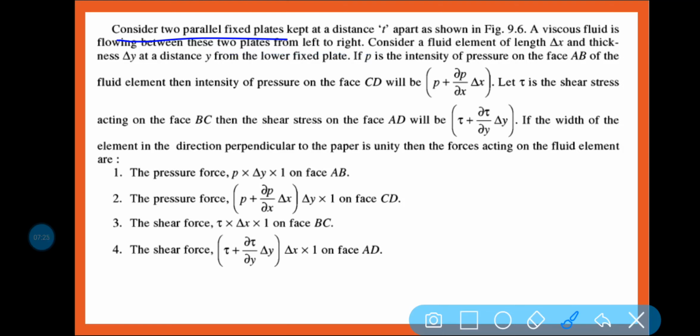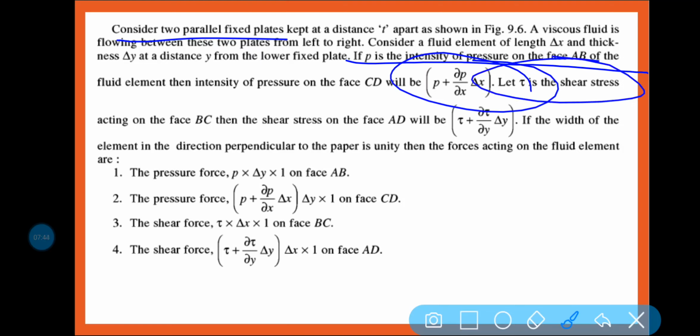If P is the intensity of pressure at face AB, then what is the intensity of pressure at face CD? P plus delta P by delta x into delta x. Let tau be the shear stress acting on face BC. Then on face AD, the shear stress will be tau plus delta tau by delta y into dy.